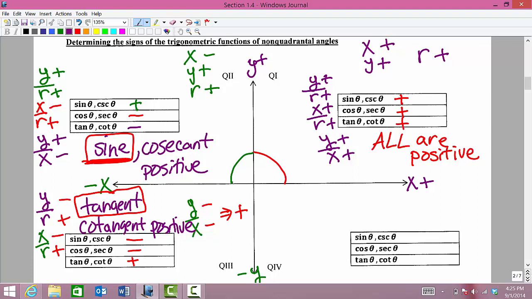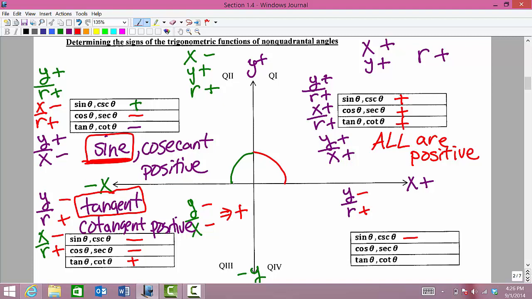Lastly, in quadrant 4, x is positive, but y will now be negative. So let's look at our trig functions. Y divided by r. Y is negative. R is always positive, so sine will be negative as well as cosecant. A negative divided by a positive will be negative.